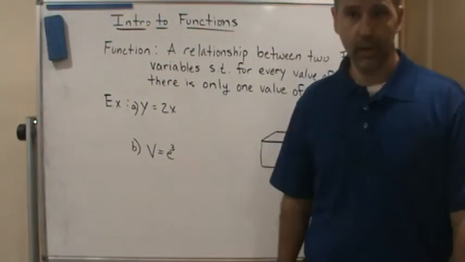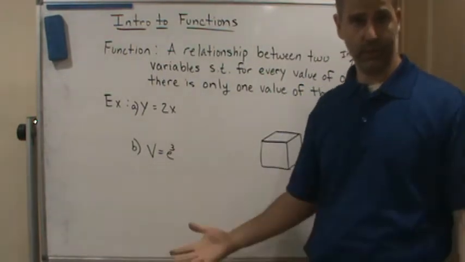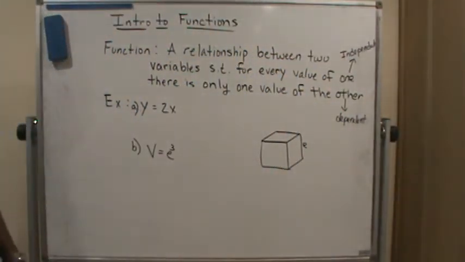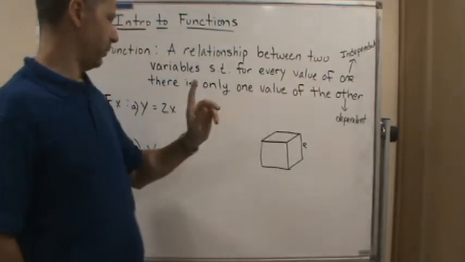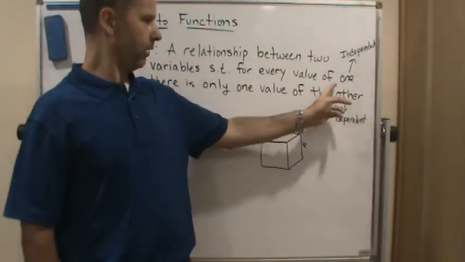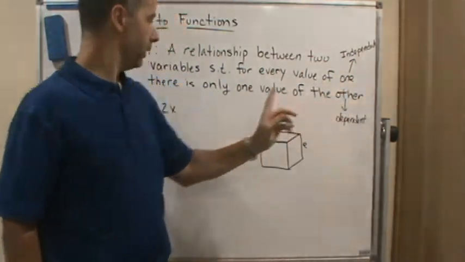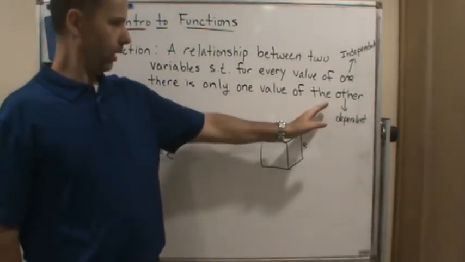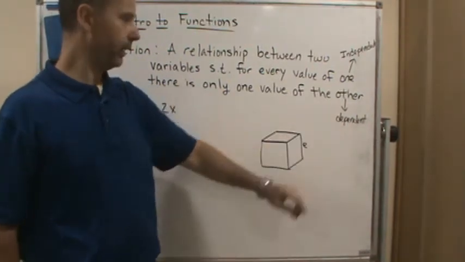Okay, so in this lecture we're going to start talking about functions. And so again, start with the definition of a function. So what is a function? Now this is a very generic definition here, and I'm going to fill in the gaps. So a function is any relationship between two variables such that for every value of one variable, what we call the independent variable, there is exactly one value of the other variable that we call the dependent variable. Okay?